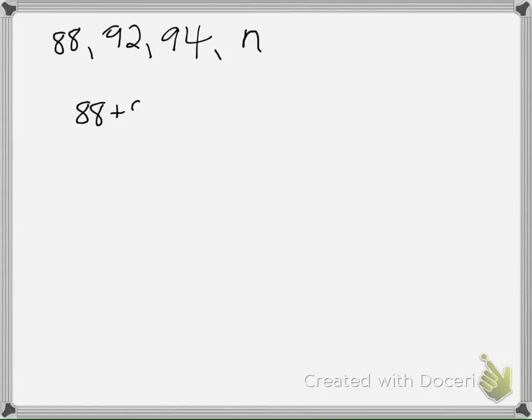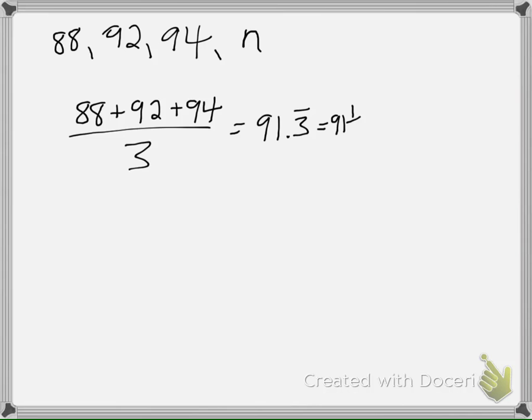if we were just to do that with the first three tests, then we would have 88 plus 92 plus 94 divided by 3, right? So her current average, if we do this, is, let's see, 88 plus 92 plus 94 gives me 274 divided by 3 gives me 91.3 repeating, or 91 and 1/3 if you put it in fraction form. So this would be the score that she currently has, and she wants to raise it to a 92. So she's not going to need to bring it up by much, right?